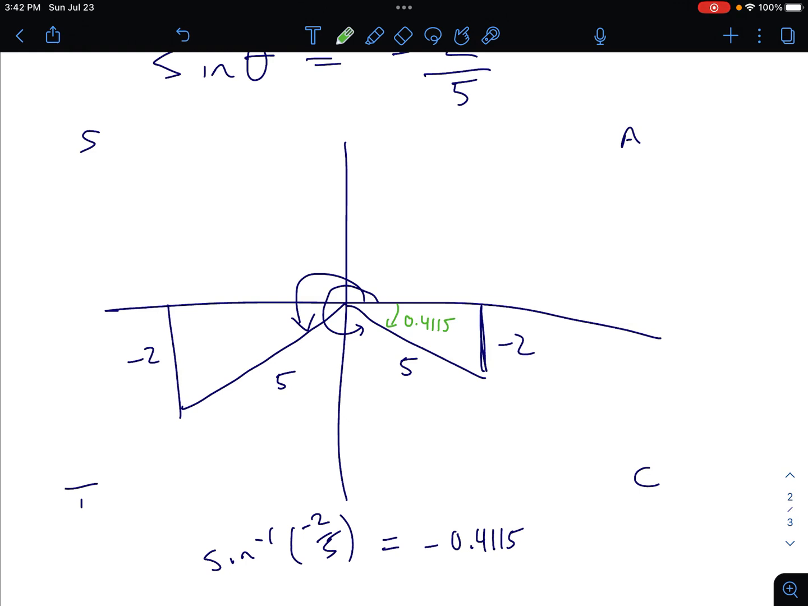So if we do 2 pi, and then we subtract 0.4115, we actually get what one of our angles is, which is 5.87. And then the other way we could do it is, for this quadrant, it would be pi plus 0.4115, which gives us 3.5.